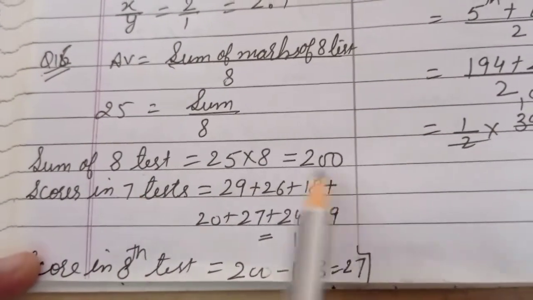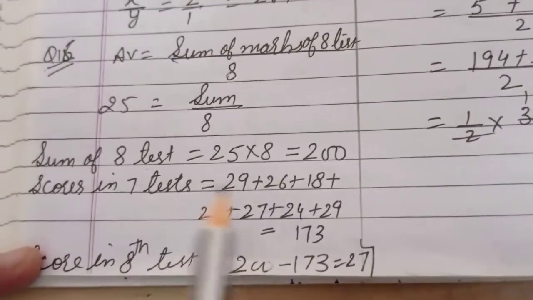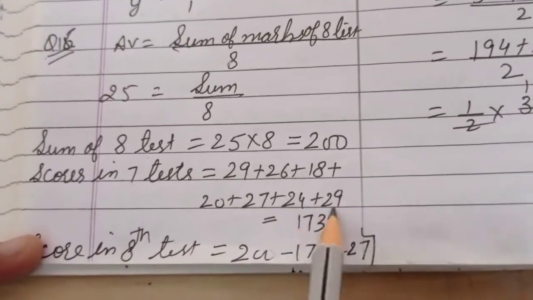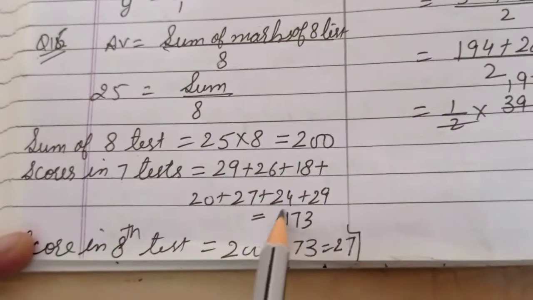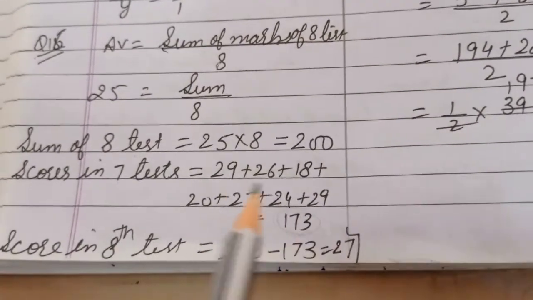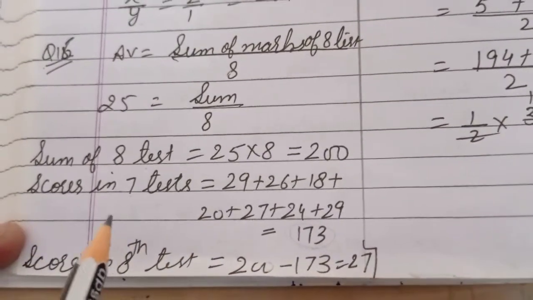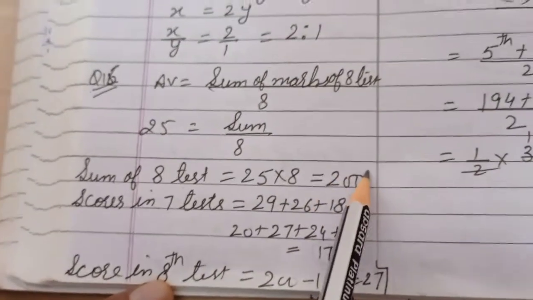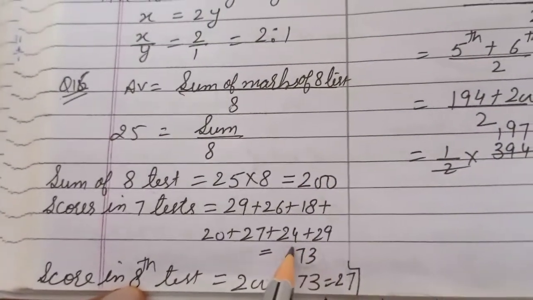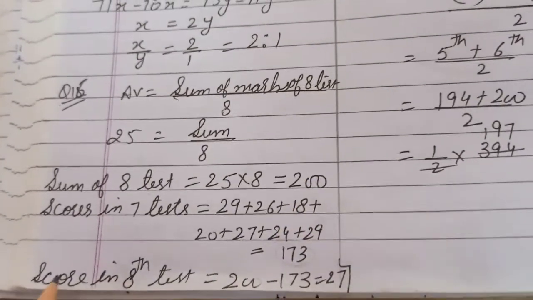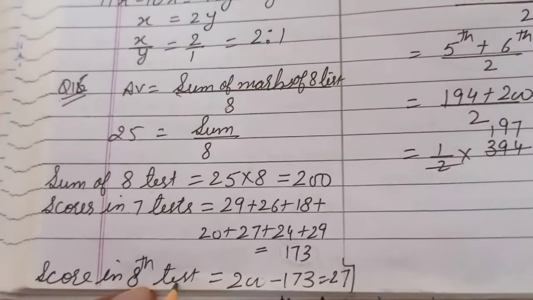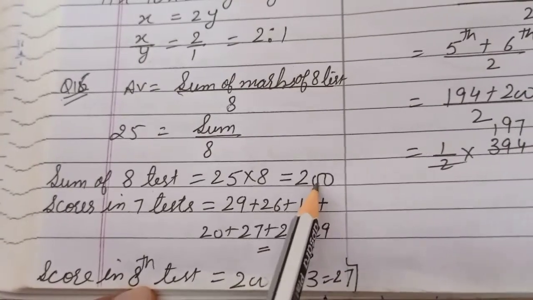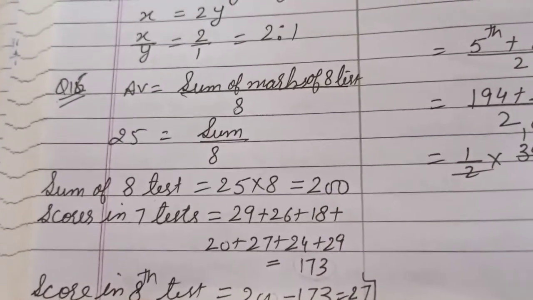Now out of 8, in 7 tests the marks obtained are given. Clear? Find out the sum. These are the marks obtained in 7 tests and you are asked to find out the marks obtained in the 8th test only. Very simple. So what is the score in the 8th test? 200, meaning 8 tests minus 7 tests, that is equal to 27.